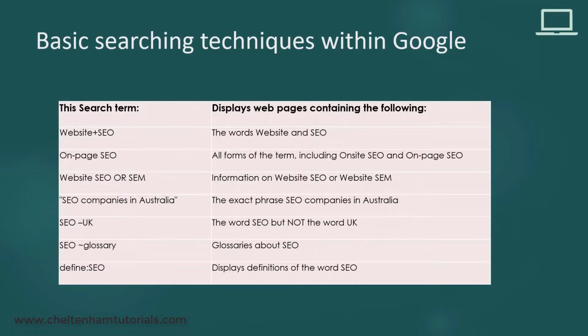Let's say you're doing a search for something like SEO and or SEM. You could do a search for website SEO or SEM. SEO is search engine optimization, SEM is search engine marketing. They're the same thing really, just slightly different terms.